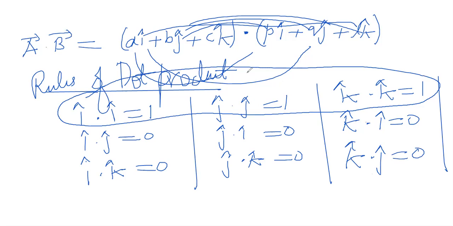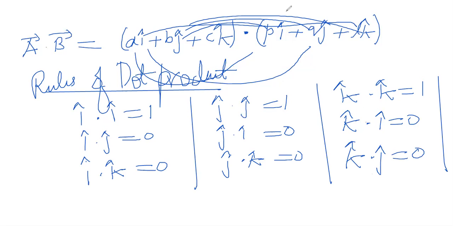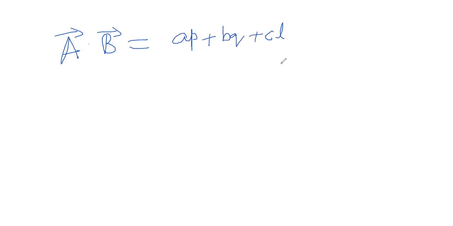Using these rules only, we are going to do the multiplication. So now coming back to our question. And one more rule I am telling you. If a vector A bar, when you do the dot product with another vector B bar, you may get some answer. What we just got, AP plus BQ plus CL.